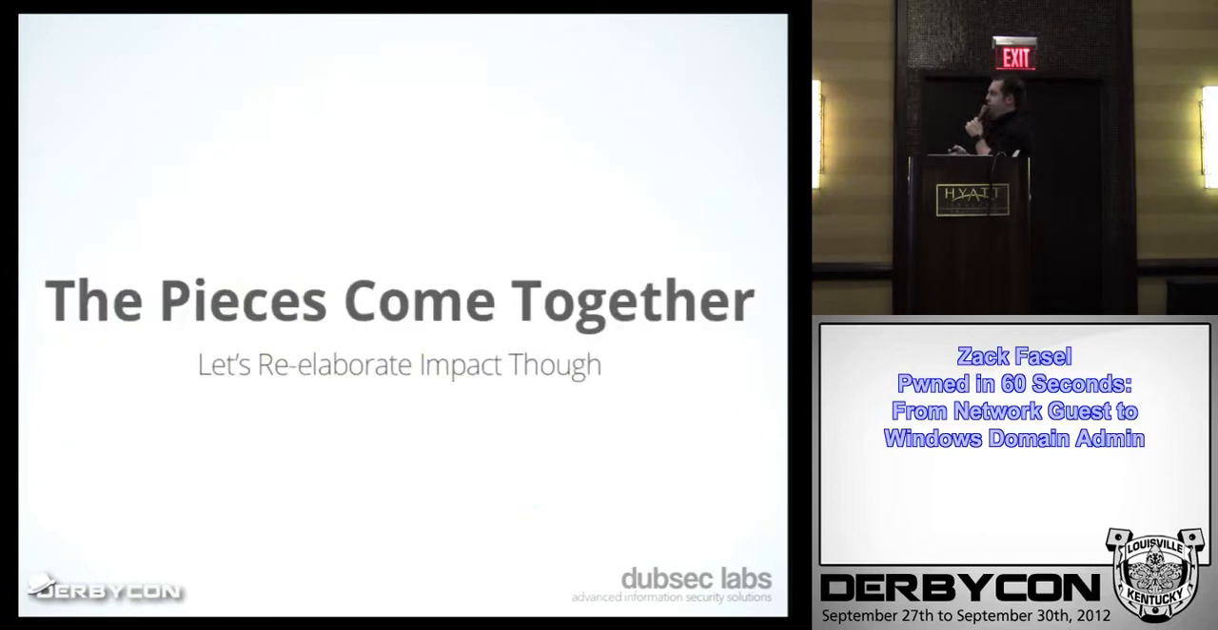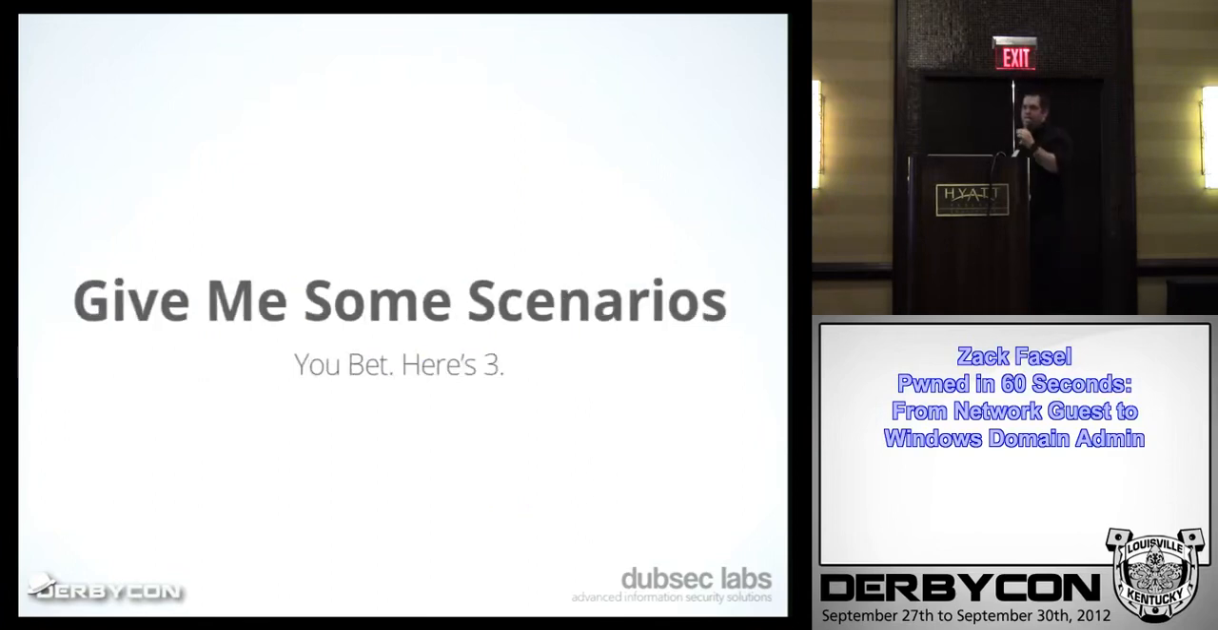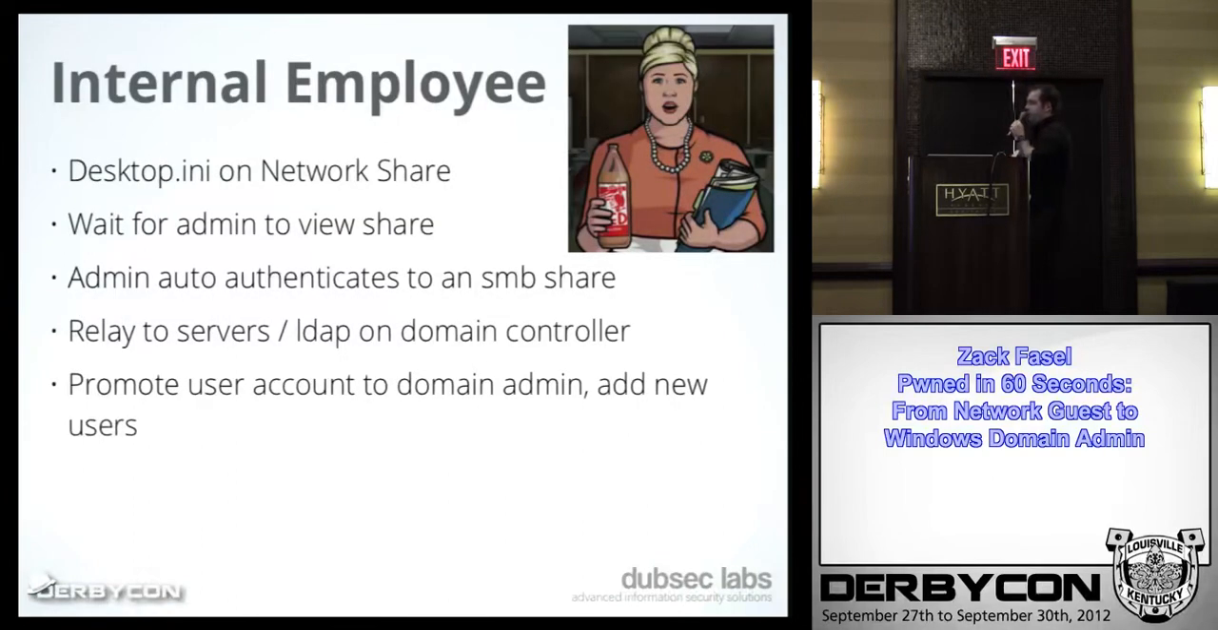That's the XML. Moving on. We have a few different pieces together. Let's put them together and look at 3 scenarios. We talked about all this relaying stuff. Let's put 3 different scenarios together to show how this attack could be carried out using NTLM relaying. First off, let's talk about the internal employee.